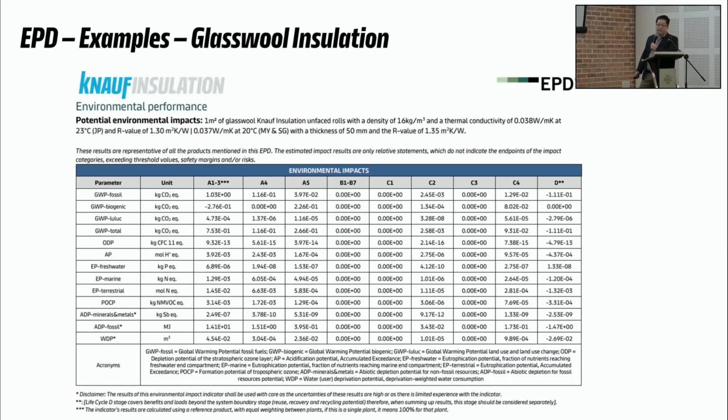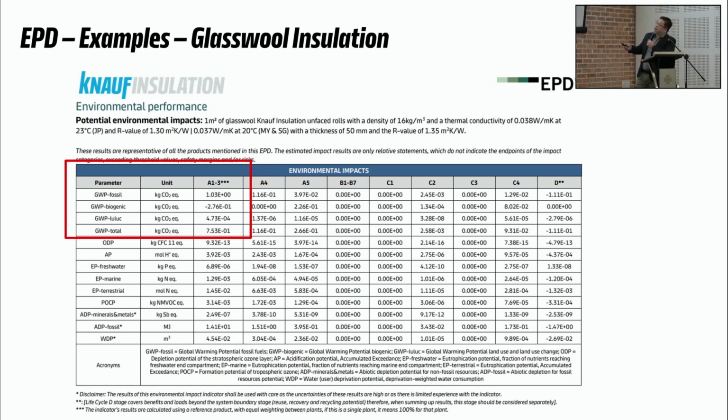All right? And then this is the result. Looks like a lot of numbers, a lot of funny names, right? Don't worry about it. What you need to look at is this part. We're talking about global warming potential, right? So zoom into GWP. GWP is typically separated into 4 sections, right? Fossil, biogenic. What is LULUC? Anybody know what LULUC is? Land use and land use change, right? And then the total of it.